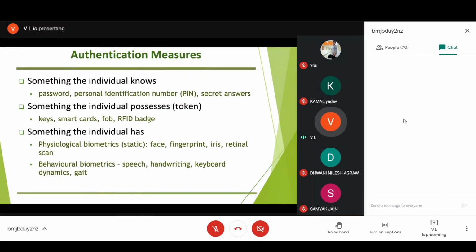For example, face will change, even retinal scan may change because of some disease. Fingerprint is not likely to change, but over the years, for some people, especially the old people, it becomes difficult for us to scan their fingerprints.